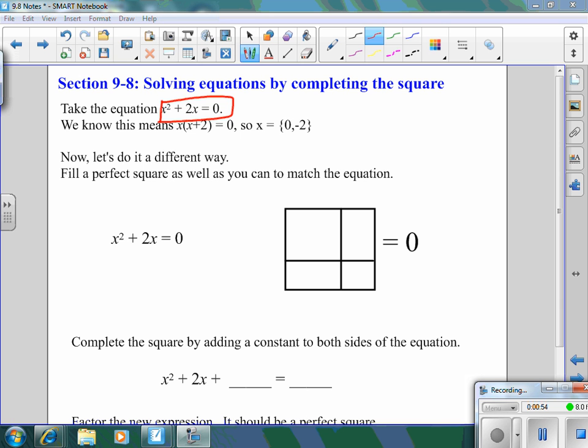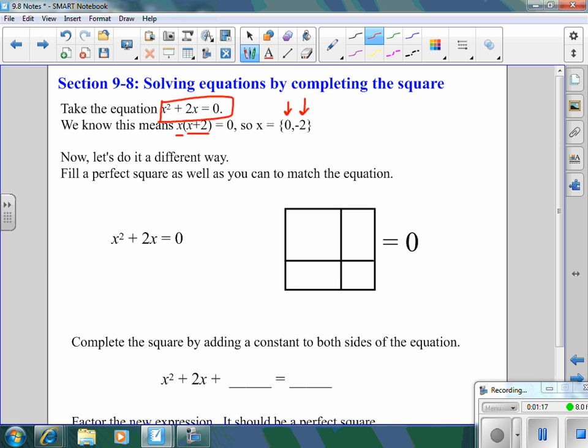So if we take that equation, we can factor it, we can pull an x out, set them both equal to 0, and we get two answers, x equals 0, and then x equals -2. So those are our answers. Now we're going to do this a different way. Obviously factoring is the way you should do that one problem. But some of these problems we're going to do cannot be factored.